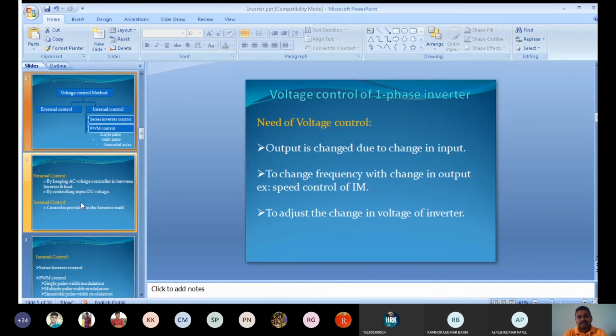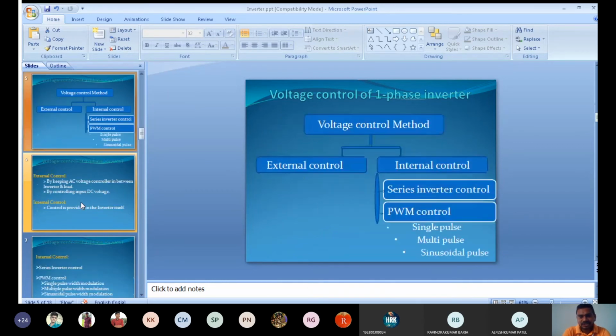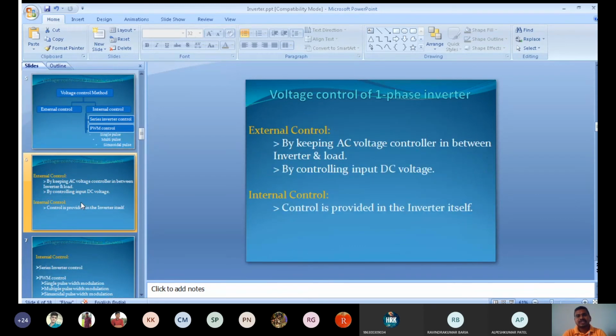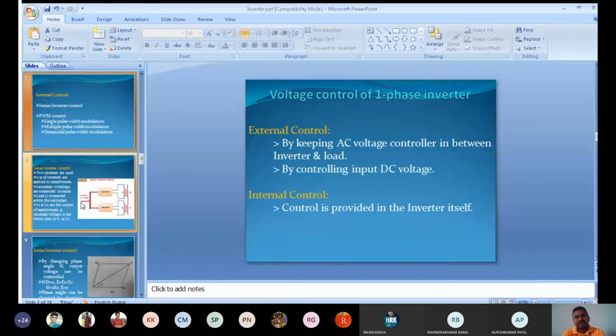Then the voltage control method classification: external control method and internal control method. In the internal control method, we have series inverter control, PWM control, single pulse width, multiple pulse width, and sinusoidal pulse width. External control method is by keeping an AC voltage controller in between the inverter and load, or by controlling the input DC voltage. Internal control is provided in the inverter itself.